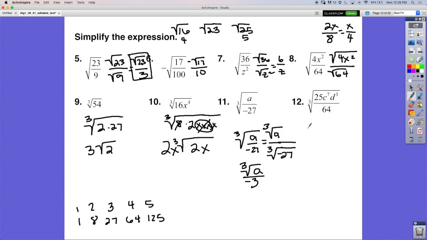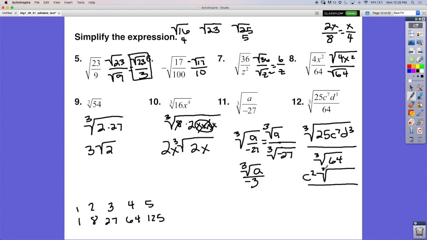Okay, last one. So I'm going to rewrite this. Now I'm not going to write all those C's out, and I'm not going to write all those D's out. But I want you to start thinking about putting them in groups of 3. Okay, looking at the numerator. Is 25 a cube? No, so it stays there. How many groups of C can I take out? Groups of 3. 2 of them. And how many are going to be left inside? So 25 is left. How many C's are going to be left?